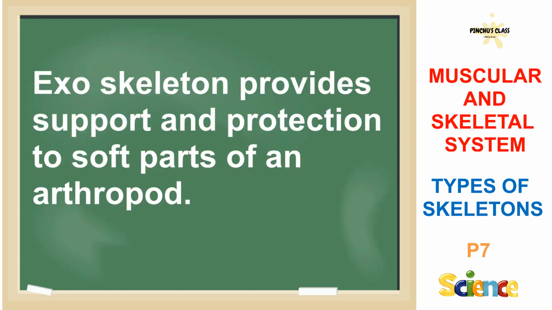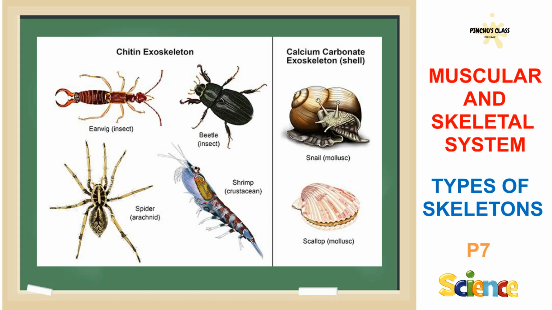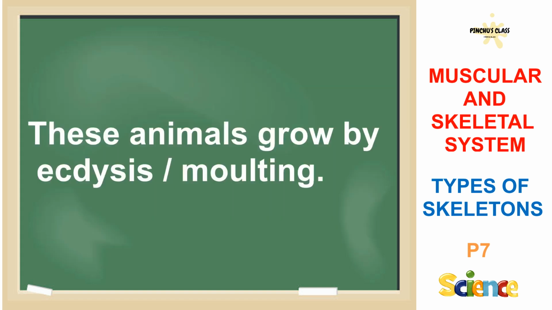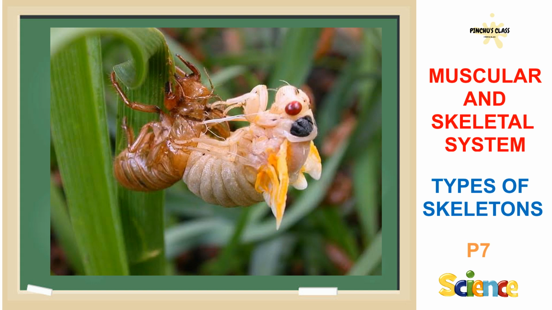Now, we have said a skeleton is so important to our bodies. It helps in the functioning of the body. Even the exoskeleton helps these living organisms to function well. For example, exoskeleton provides support and protection to the soft parts of an arthropod. These arthropods grow by molting, or what we call ecdysis. Yes, so they can be able to do that because of the presence of the exoskeleton.